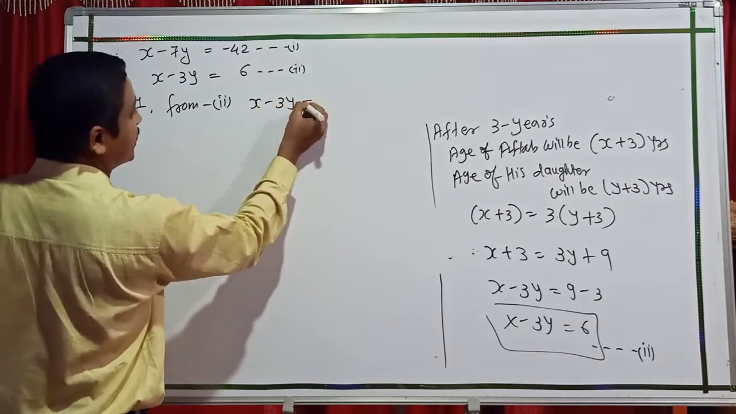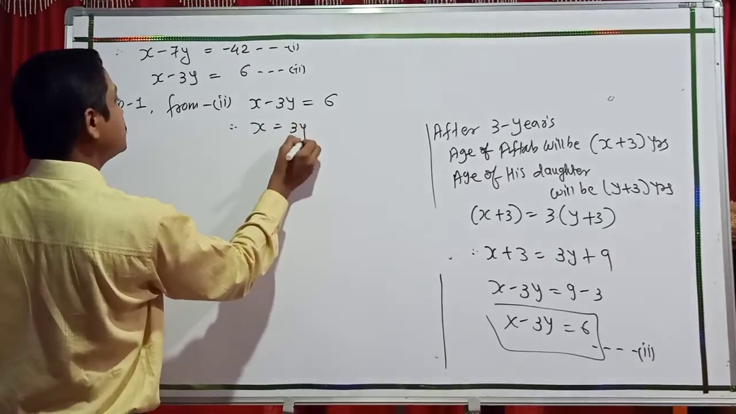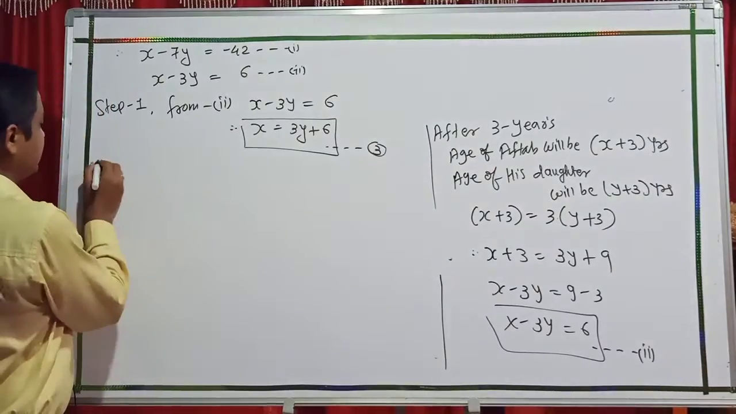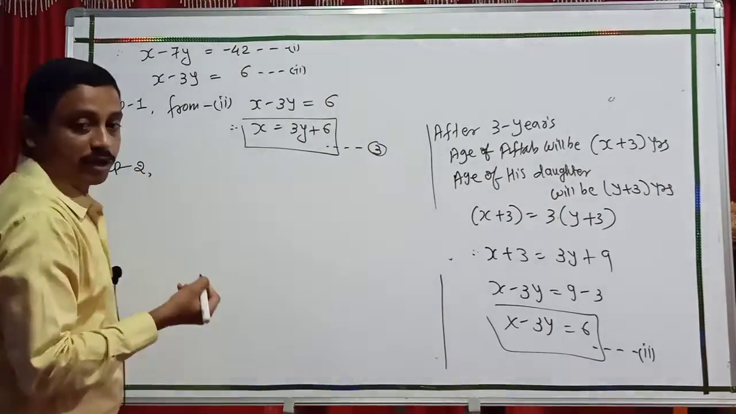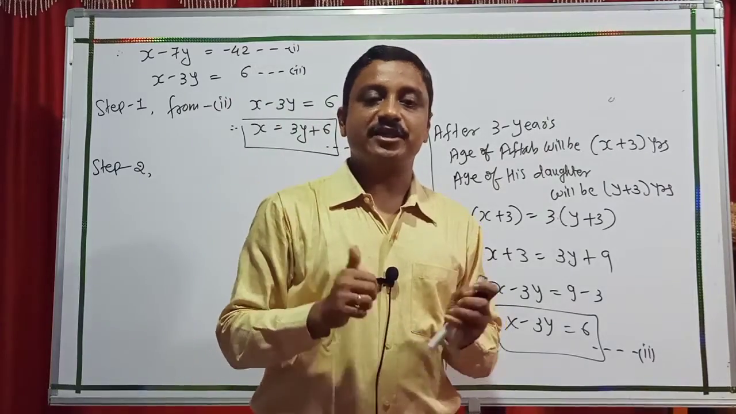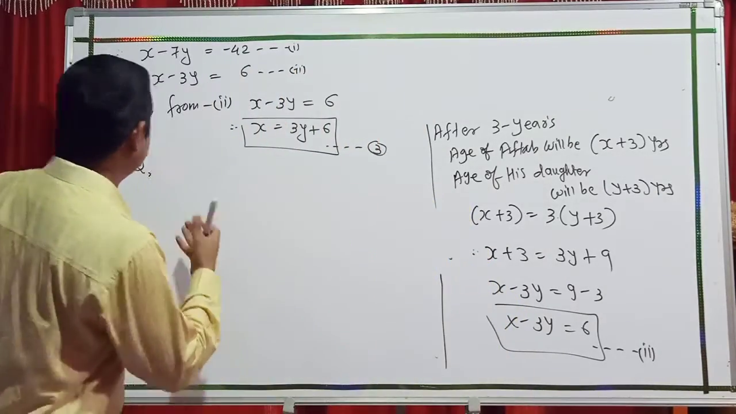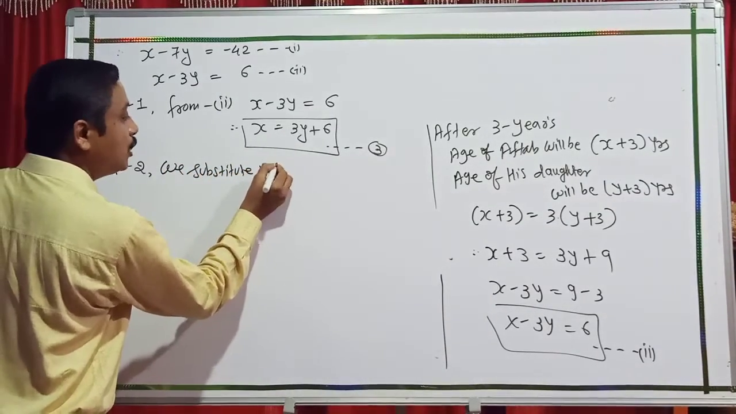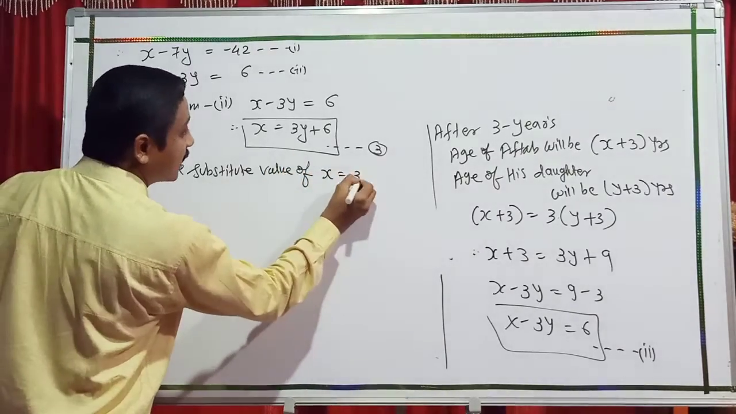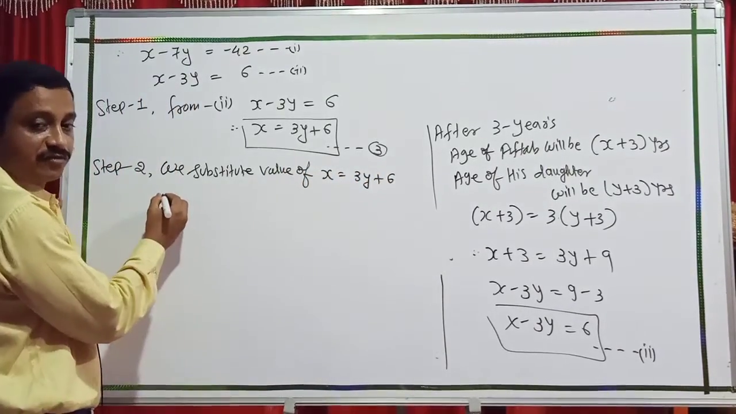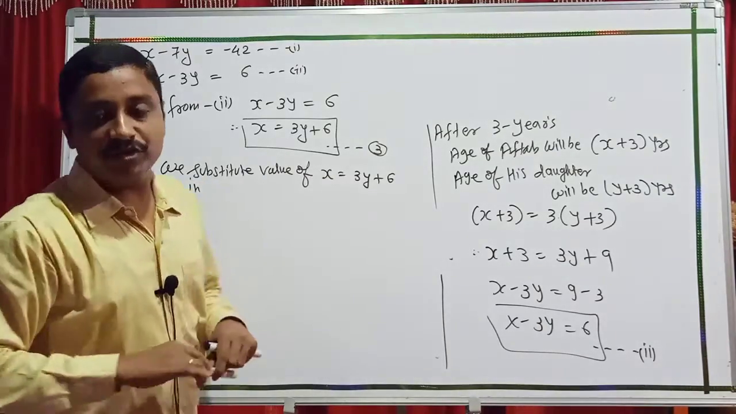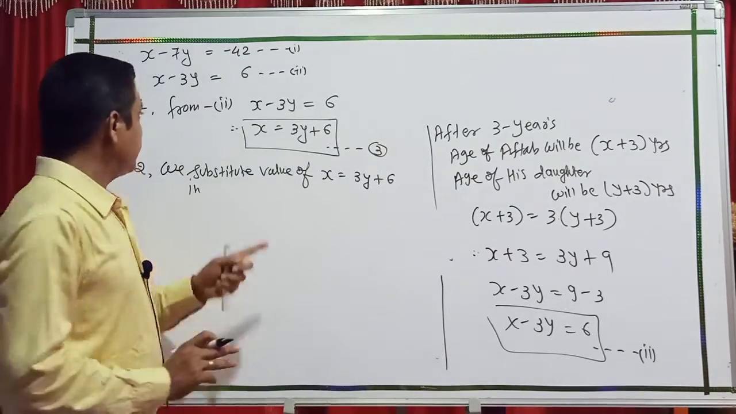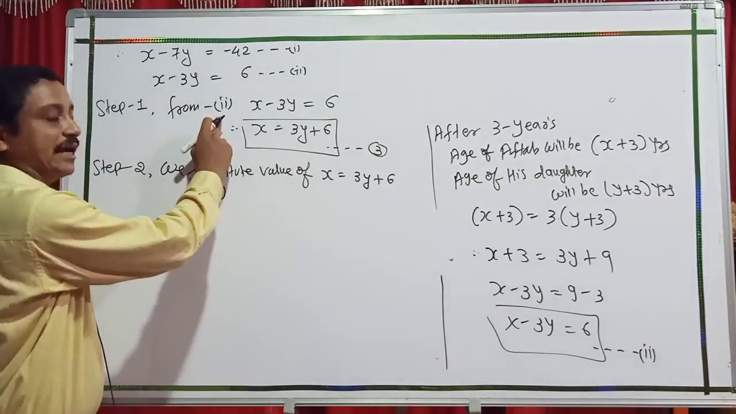From 2, x minus 3y is equal to 6. So what is x? x equals 3y plus 6. That is equation number 3. Now what is step 2, students? Step 2 is to substitute the value of x equals 3y plus 6 in which equation? In equation number 1, because I started here with 2.